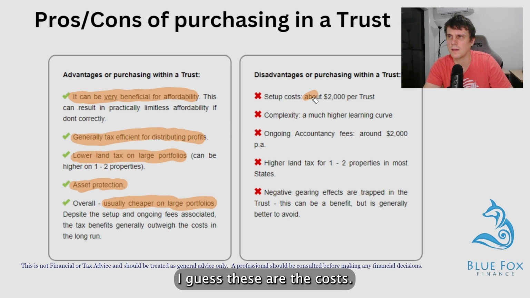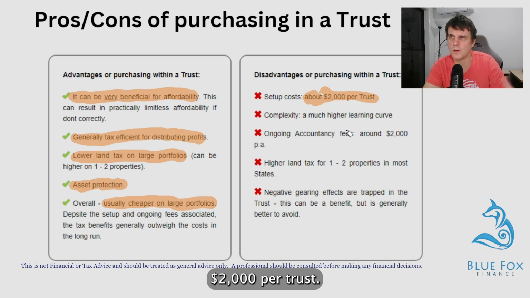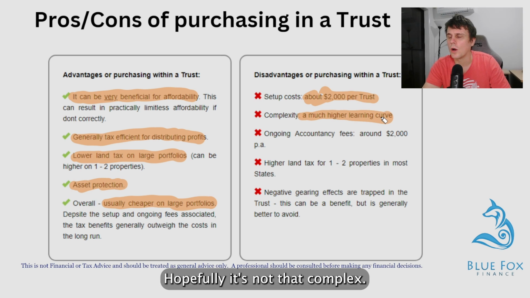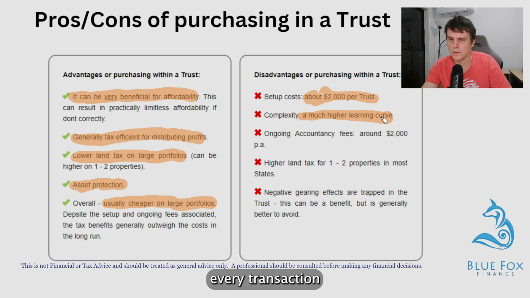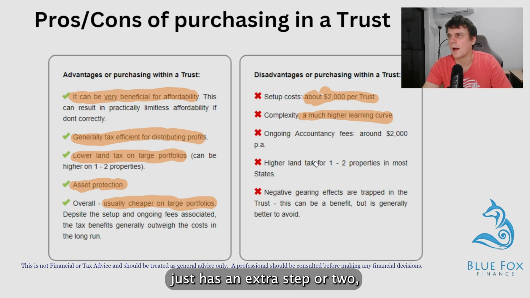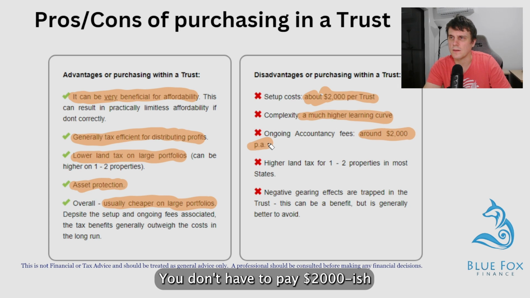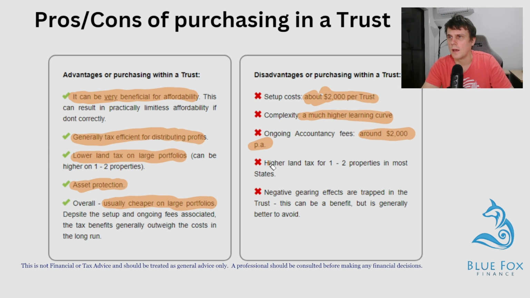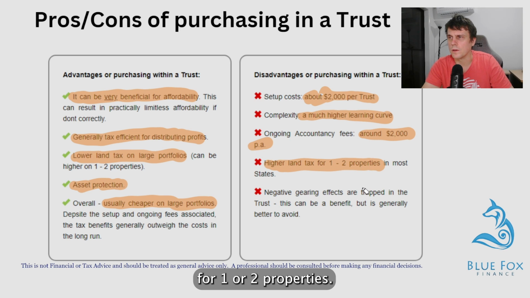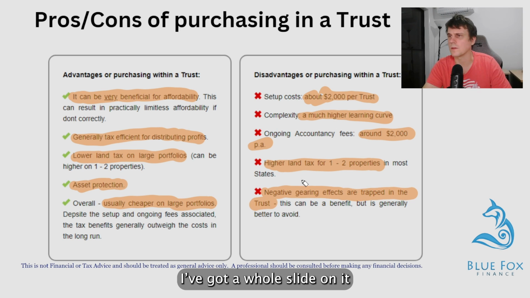Disadvantages of purchasing within a trust. So these are the costs. $2,000 per trust, that's how much you'll pay your solicitor or your accountant to set it up. Complexity. Hopefully it's not that complex once we go through this video, but there is definitely a learning curve, and every transaction just has an extra step or two. Ongoing accountancy fees, you're going to have to pay $2,000-ish per annum to get the trust financials done every year. Higher land tax for 1 to 2 properties, I just went through that. And then negative gearing effects are trapped in the trust. Don't stress about that one now, I got a whole slide on it later.